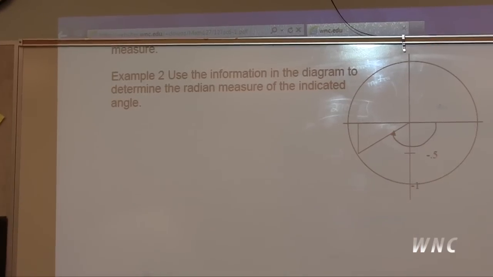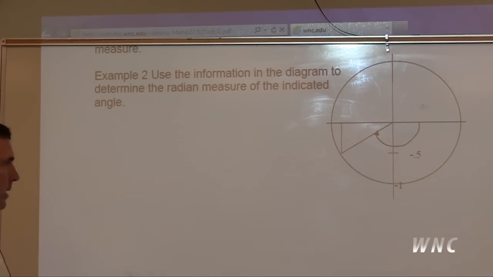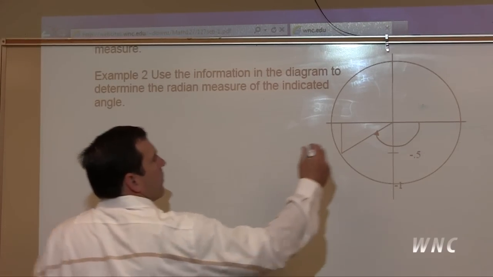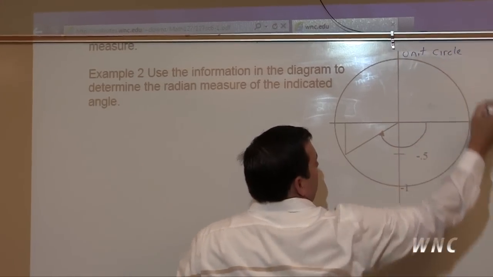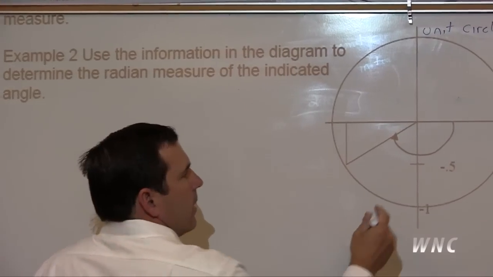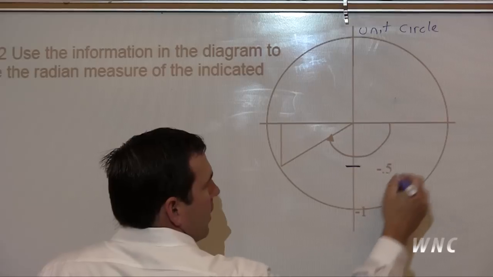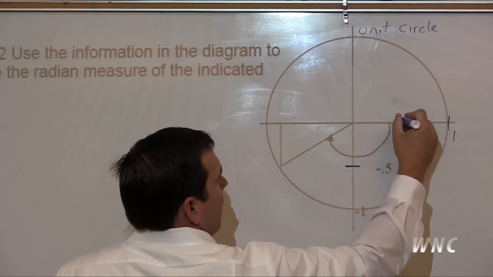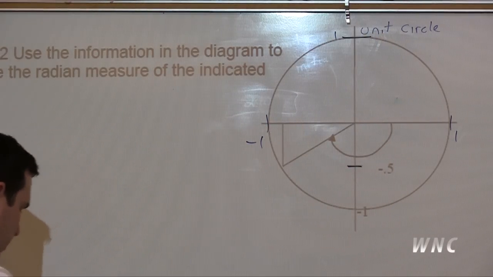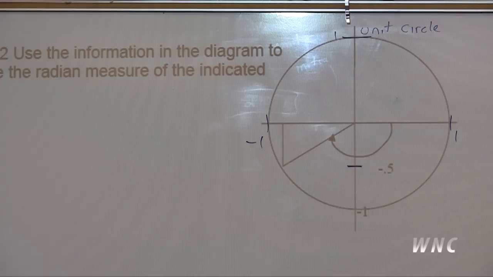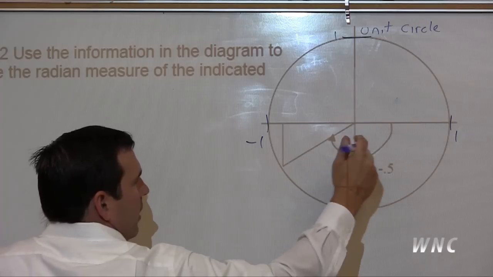Okay, so use the information in the diagram to determine the radian measure of the indicated angle. And this is a unit circle, which means we have radius 1. And this point here is negative 0.5. That means we're at negative 1 down there, at 1 here, at 1 up here, and at negative 1 over there. So the question is, what is this theta going to be?